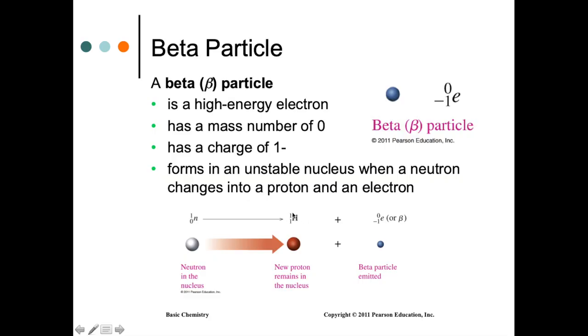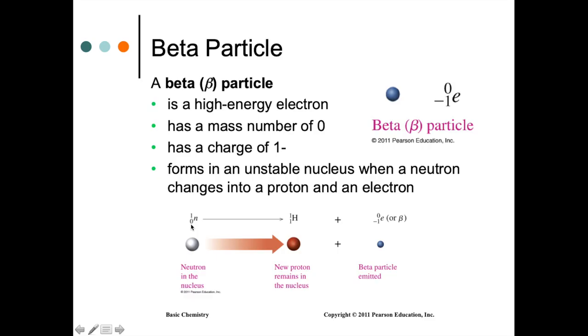Okay, so notice that we have a mass number of 1 and an atomic number of 1 here on the right side of this equation. So in order to balance this out, we need a mass number of 0 and an atomic number of -1 for this to work out. Okay, so 1 plus 0 is equal to 1. 1 and -1 is equal to 0.